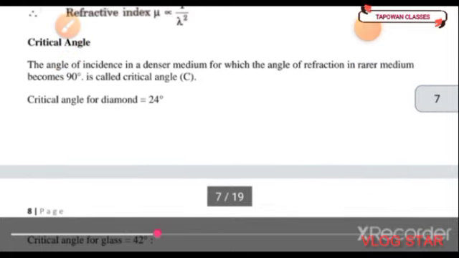Critical angle is a very important term. What is it? It is the angle of incidence in the denser medium. Both are transparent media. When light comes from the first to the second medium, the angle of refraction in the rarer medium becomes 90 degrees. That is known as the critical angle.